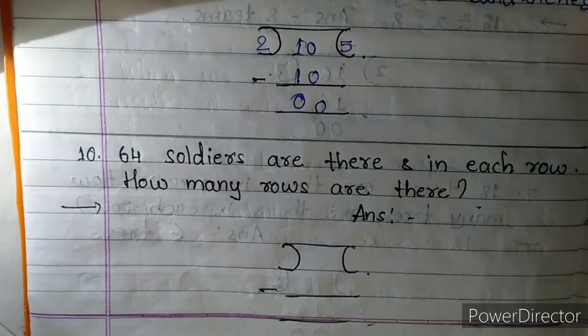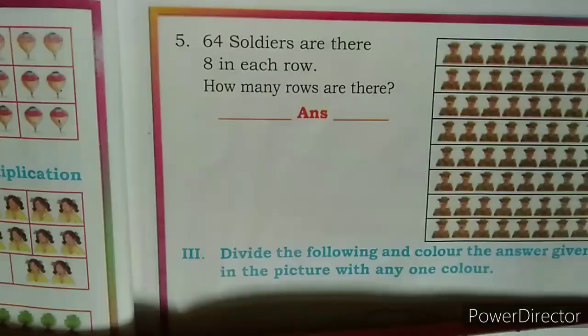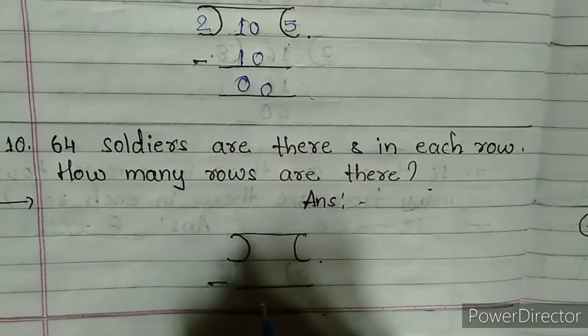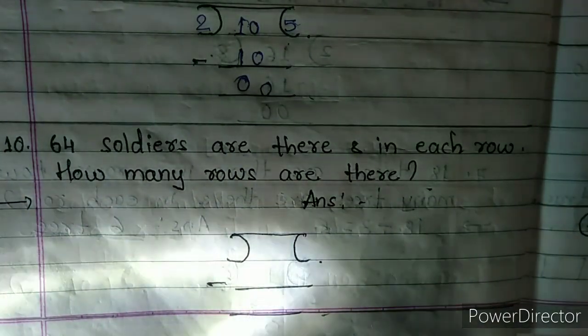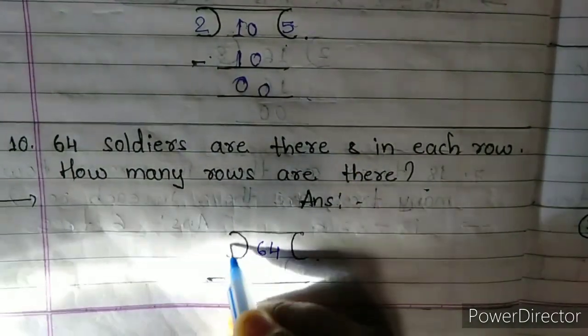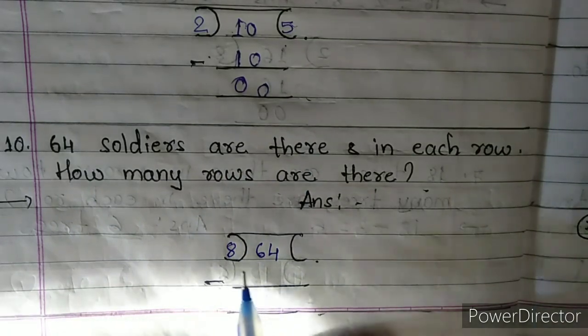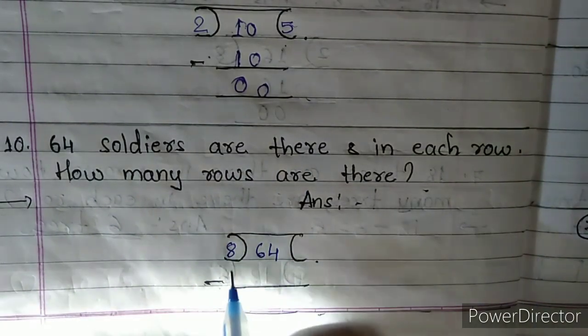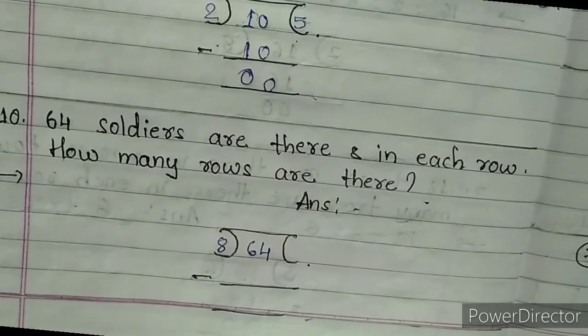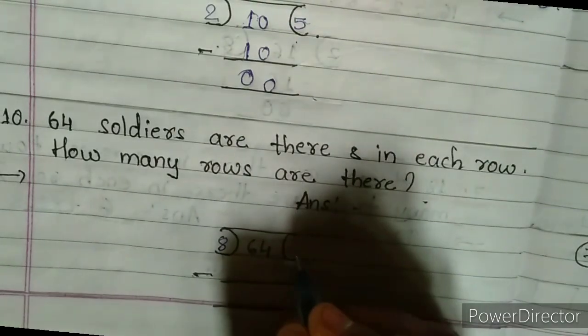Now 64 soldiers are there, 8 in each row. How many rows are there? This is the question. So now first what we have to do is 64 dividend we have to take, and 8 we have to write here. So we have to read the 8 ones table. 8, 8 twos are 16, 8 threes are 24, 8 fours are 32, 8 fives are 40, 8 sixes are 48, 8 sevens are 56, 8 eights are 64.